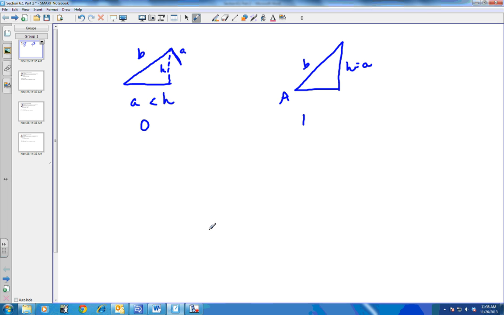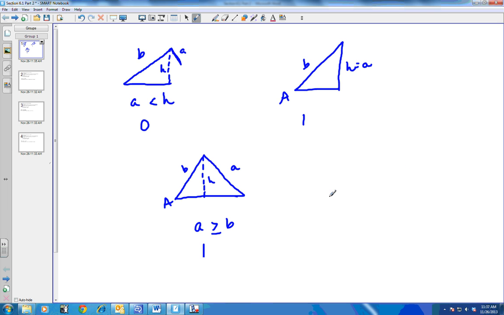Let's look at my third situation. What if I had this? This is angle A, so this is side A. Here's my height. If A is greater than or equal to side B, here's side B, then I still have just one triangle.